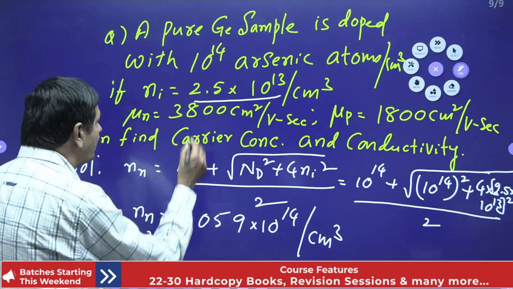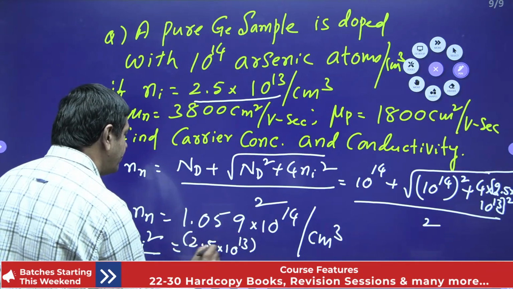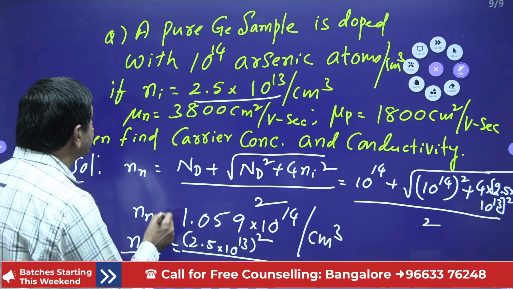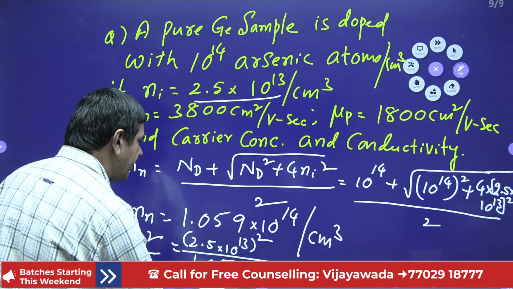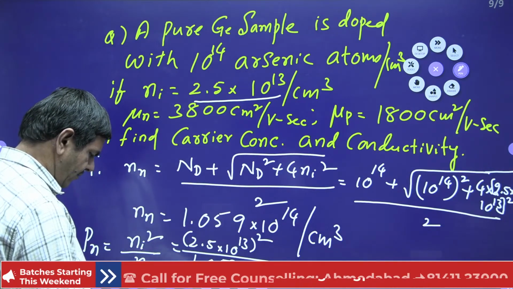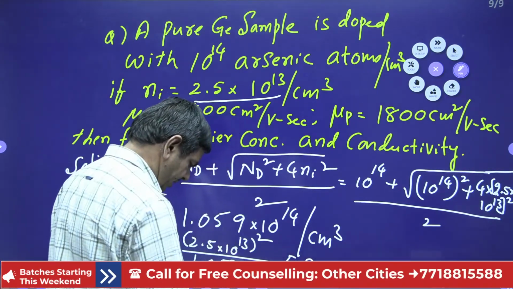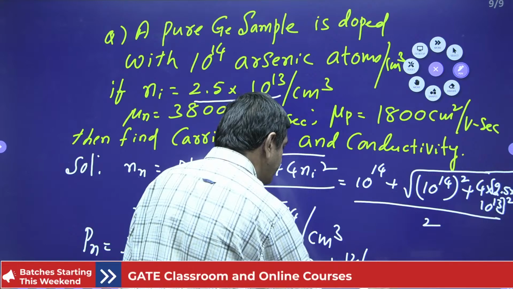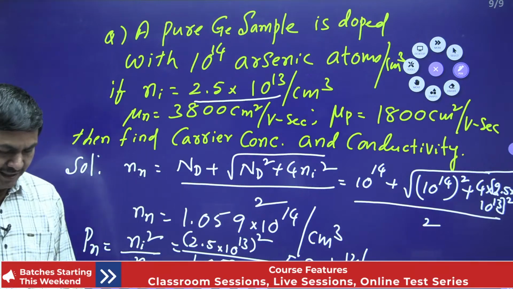Ni square we know is 2.5 into 10 power 13 whole square, which must be divided by Nn. Nn is what we got just now, 1.059 into 10 power 14. If you use the calculator, the Pn value comes as 5.9 into 10 power 12 per cm cube. Like that, the concentration of holes can be calculated. Understand my point now? There is the concentration of the holes.